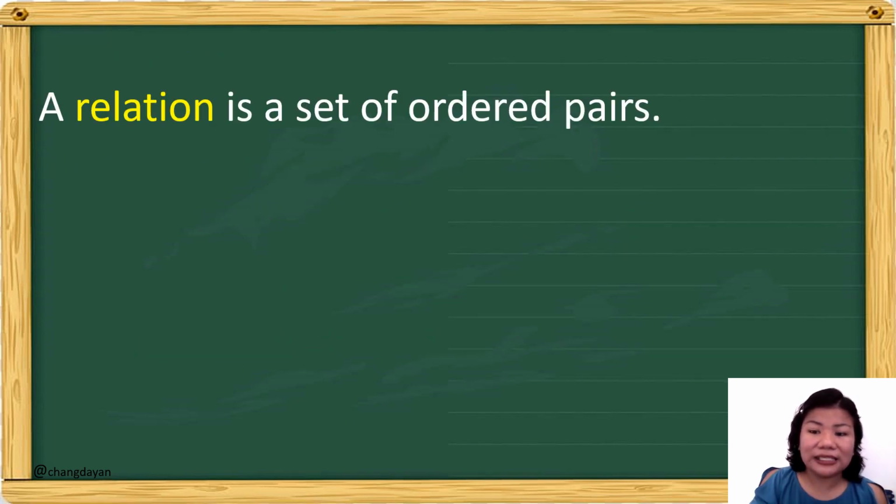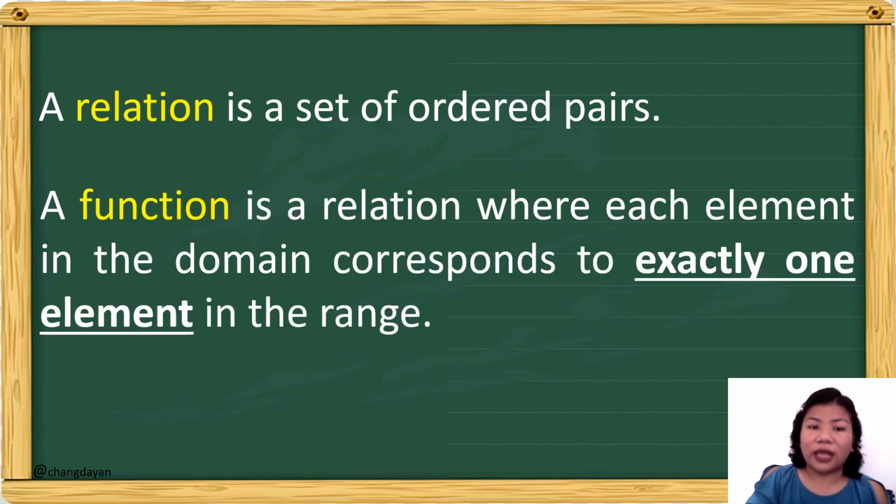Now let us define first the relation. When do you say that it is a relation? A relation is a set of ordered pairs, while a function is a relation where each element in the domain corresponds to exactly one element in the range, meaning to say, one x value must have only one element.